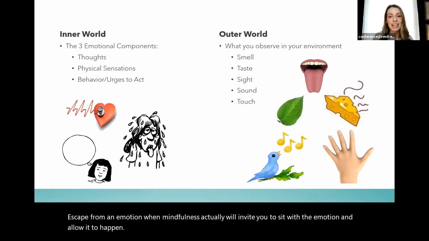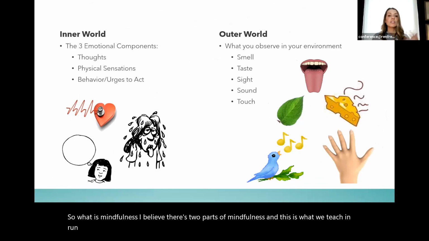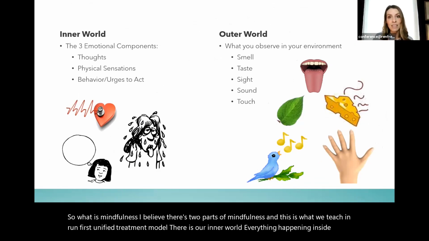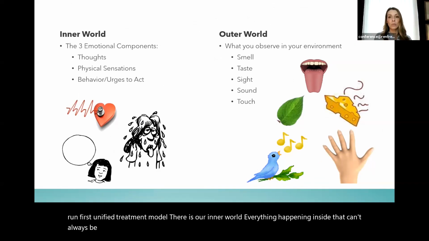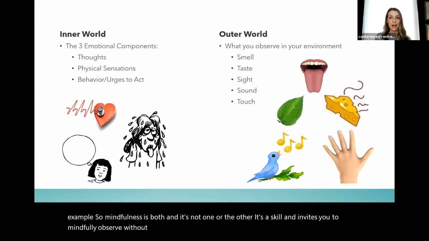So what is mindfulness? Well, I believe there's two parts of mindfulness, and this is what we teach in Renfrew's Unified Treatment Model. There's our inner world, everything happening inside that can't always be seen. And then our outer world, which is very similar to using grounding techniques, for example. So mindfulness is both, and it's not one or the other. It's a skill, and it invites you to mindfully observe without judgment both your inner world and your outer world.